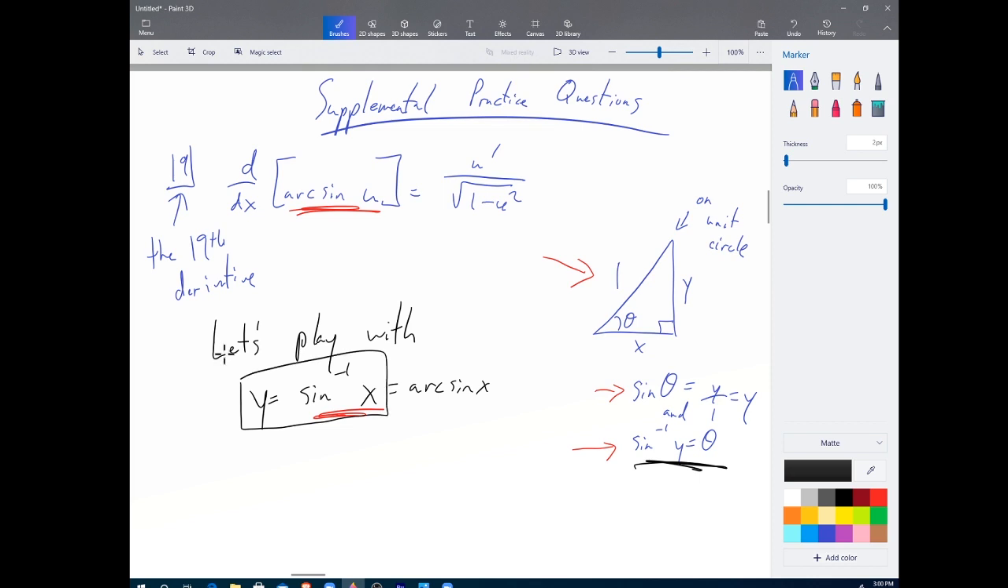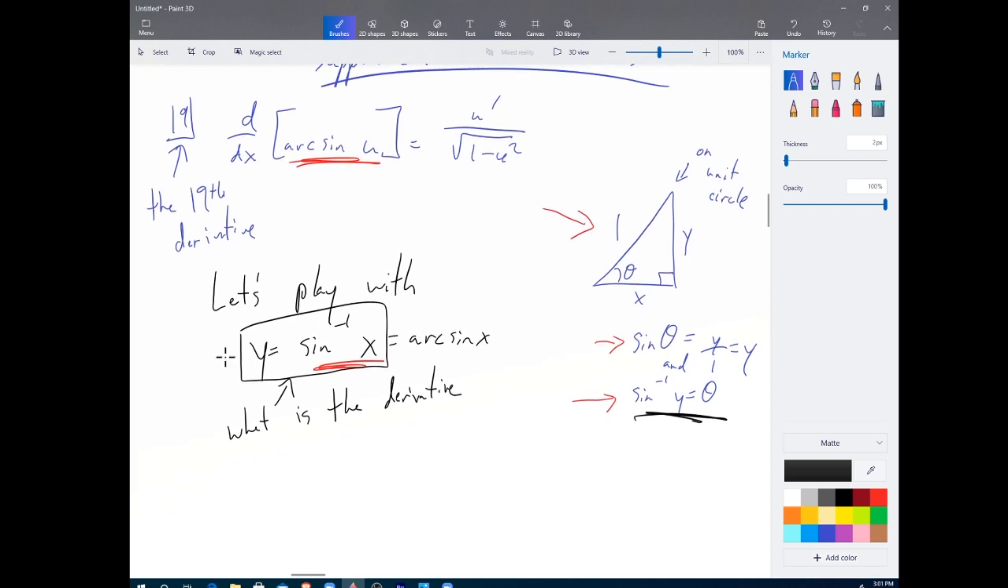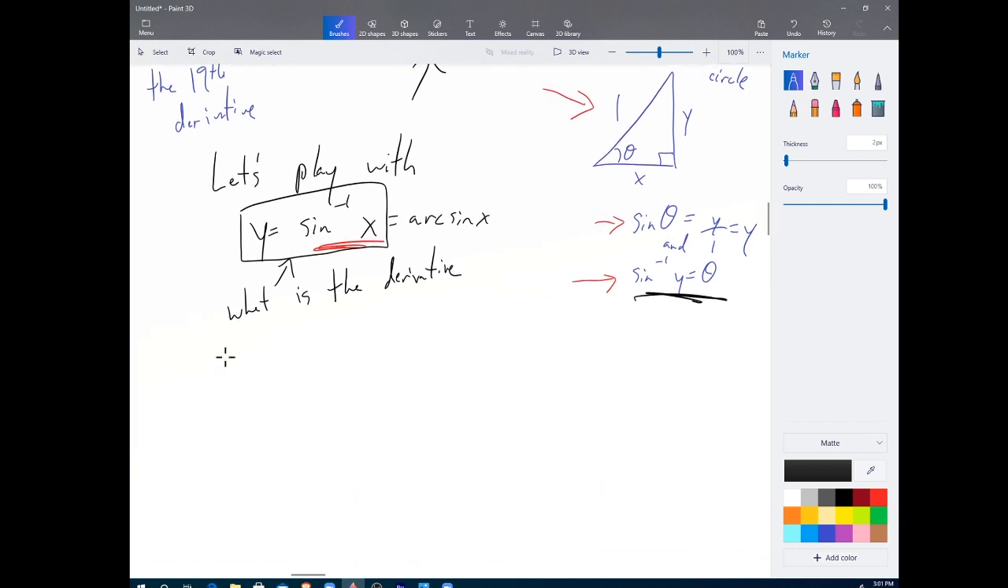And I want to focus on what is the derivative of this trig function, inverse trig function that I've not played with before. So to do that, I'm going to pretend that I don't know this yet. In fact, I don't. I need to prove it to you. So I am going to use the inverse of my inverse.